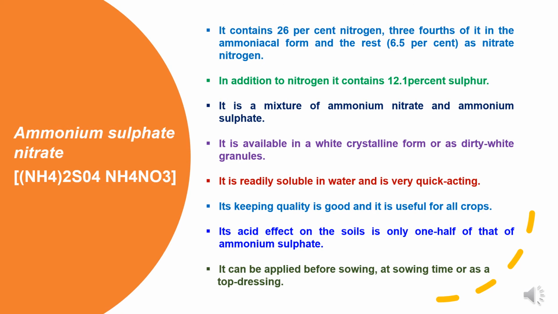Next ammonium and nitrate fertilizer is ammonium sulphate nitrate. This fertilizer contains 26% of nitrogen, where 3/4 part is in ammoniacal form and 1/4 nitrogen is in nitrate form. This fertilizer also contains 12.1% of sulphur, and is readily soluble and quickly available to the plants. This fertilizer can be used as pre-sowing fertilizer application, basal fertilizer application, and also as top dressing.